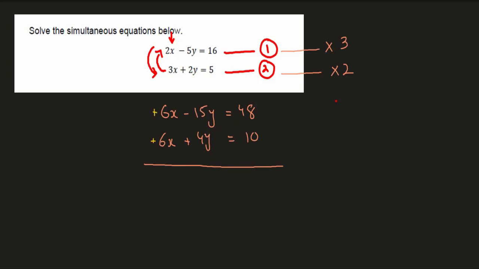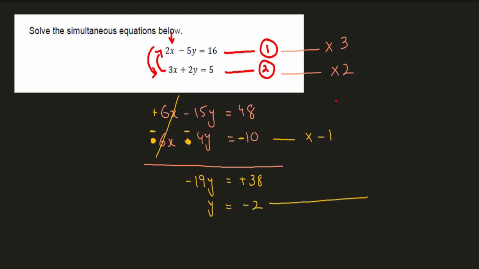So what I am going to do is flip the sign. I can do that by multiplying it with -1. -1 only changes the sign of the complete equation. So if this was plus 6x, it would be minus 6x. If this was plus 4y, this is going to be minus 4y, and this is going to be minus 10. So 6x minus 6x can cancel out each other. Minus 15y minus 4y is minus 19y, and 48 minus 10 is plus 38. Now I would get the value y is equal to minus 2.